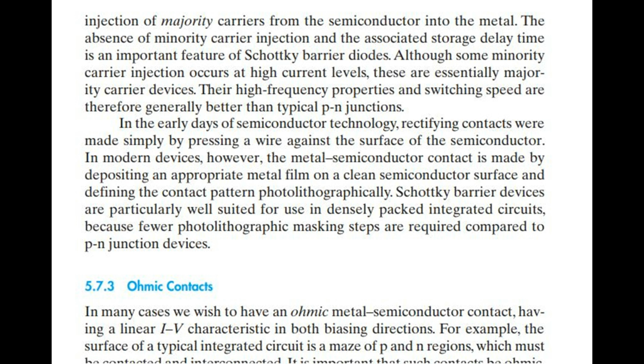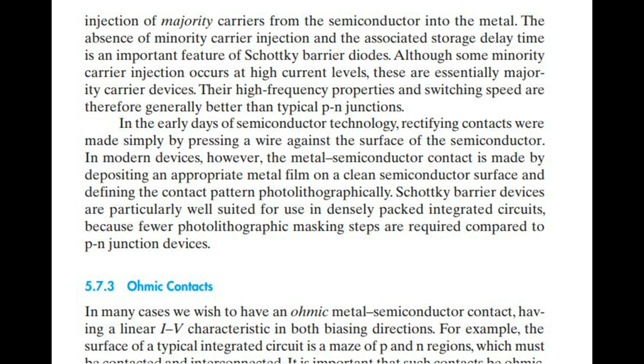Figure 5-42. Effects of forward and reverse bias on the junction of Fig 5-40. A, Forward bias. B, Reverse bias. C, Typical current voltage characteristic.